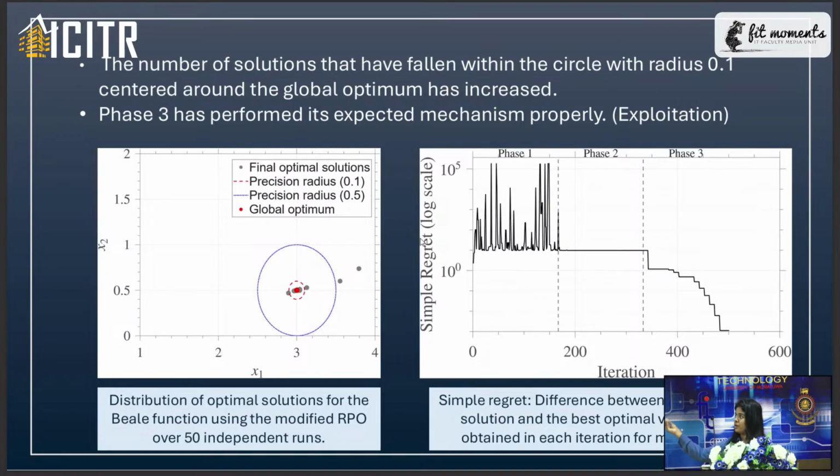Now out of 15 independent runs, most of the outcomes succeeded in reaching the global optima, and in the simple regret as well, in phase 3, as you can see, it has moved its objective value more toward the global optima as the iterations pass in phase 3.